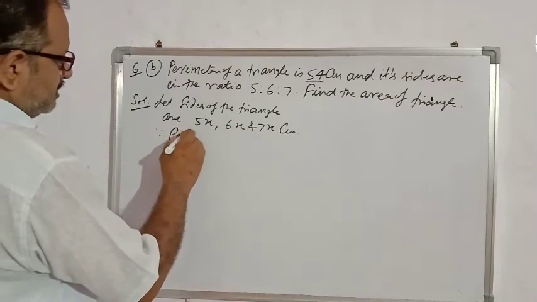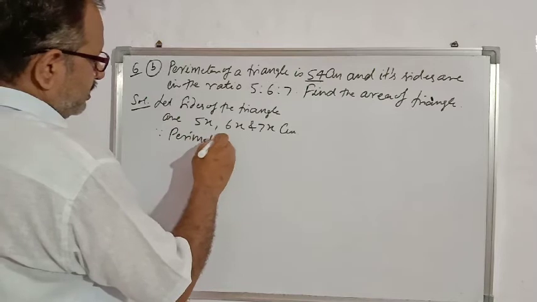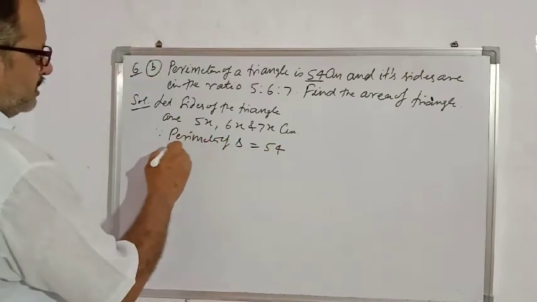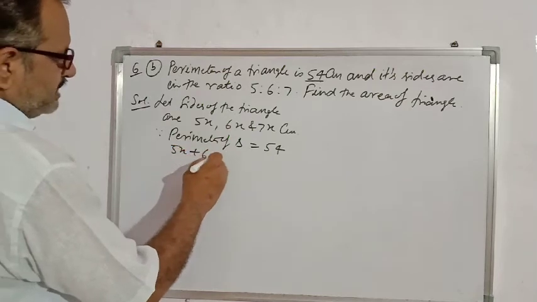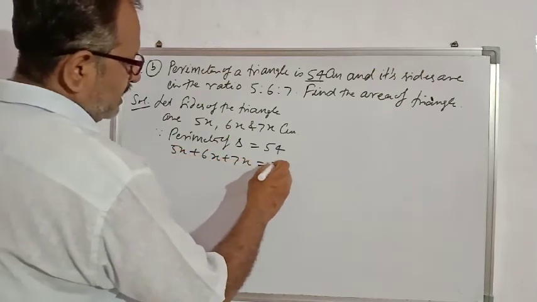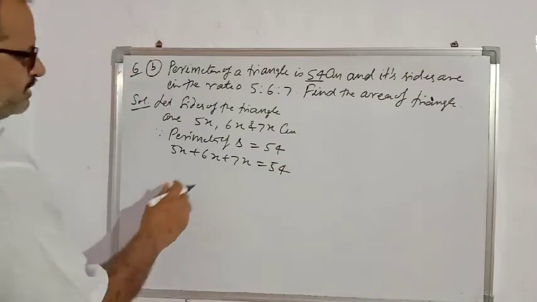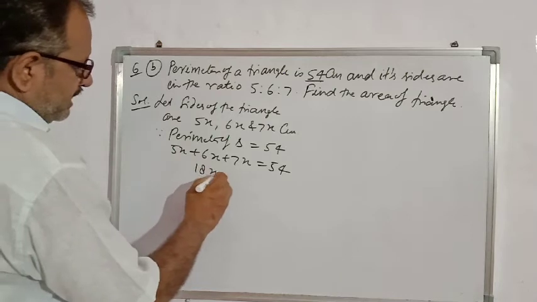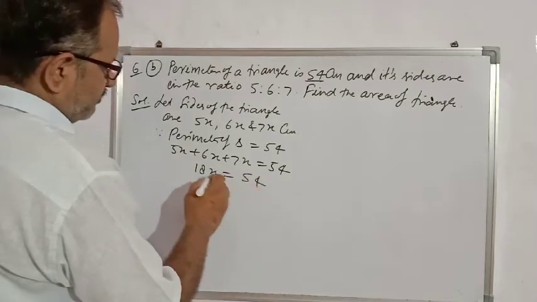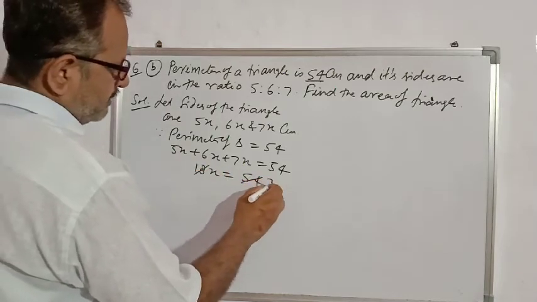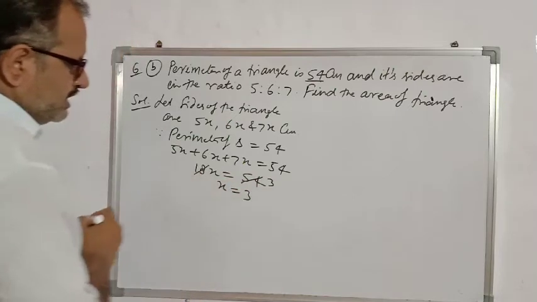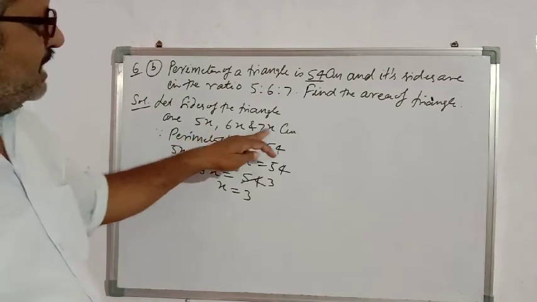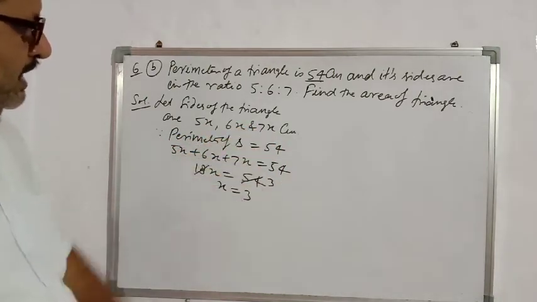Since perimeter of triangle is equal to 54 centimeter, 5x plus 6x plus 7x is equal to 54. Add it, 7 plus 6, 13 plus 5, 18x is equal to 54. 18 3s are 54. X is equal to 3. Now we will put the value of x in 5x, 6x and 7x to get the sides of the triangle.